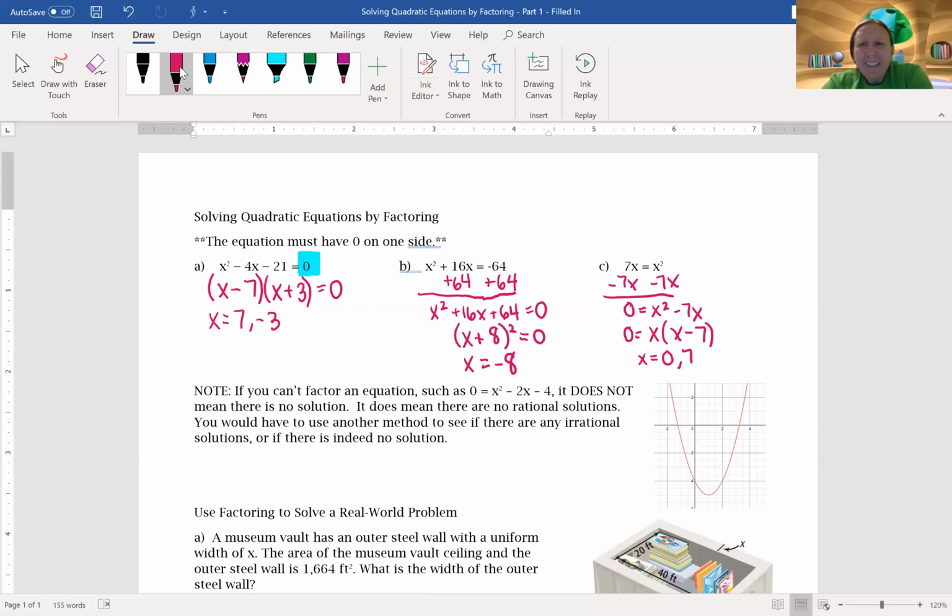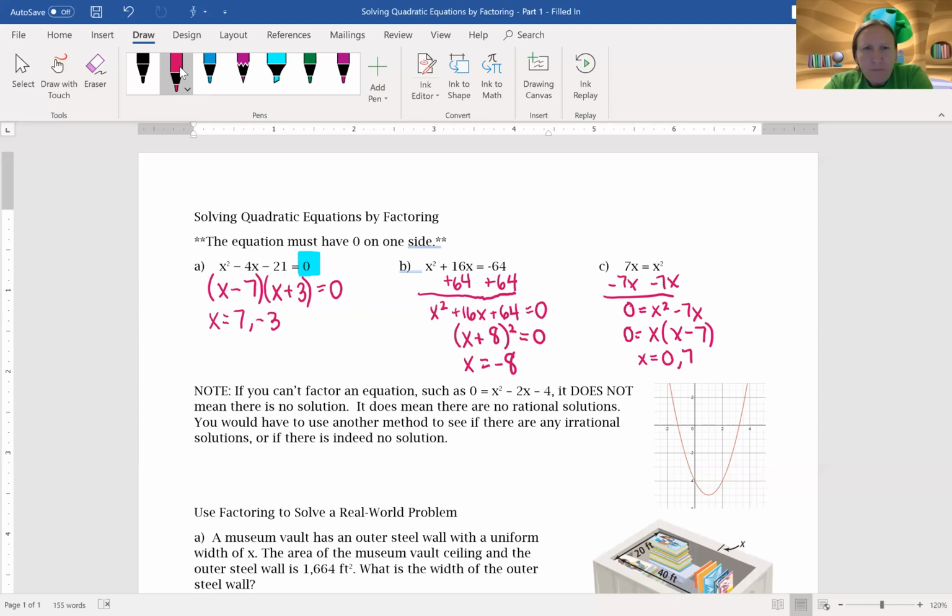You would have to use another method to see if there's any irrational solutions or if there is indeed no solution. And what I did is I threw the graph of the related function on there. This is the graph of y equals x squared minus 2x minus 4. And you can see that it does cross that x-axis. So we do know there's two solutions to this. It's just that they're going to be irrational.